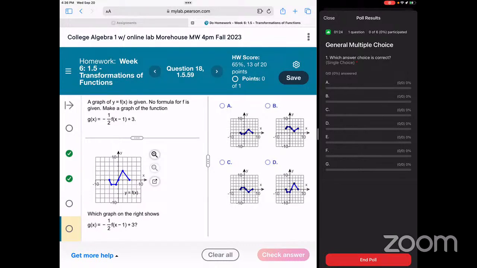So then the next transformation, we multiplied the outside by 1/2. So we multiplied the outside by a number between 0 and 1. So then that's going to cause a vertical shrink, right? It's going to cause a vertical shrink. So it should be smushed. So it should not be D because D doesn't look like it was smushed.